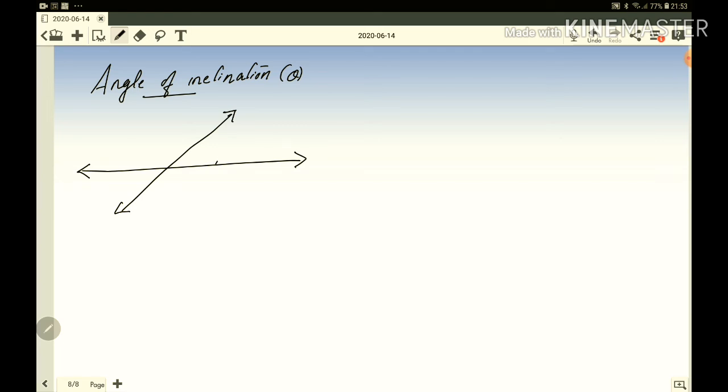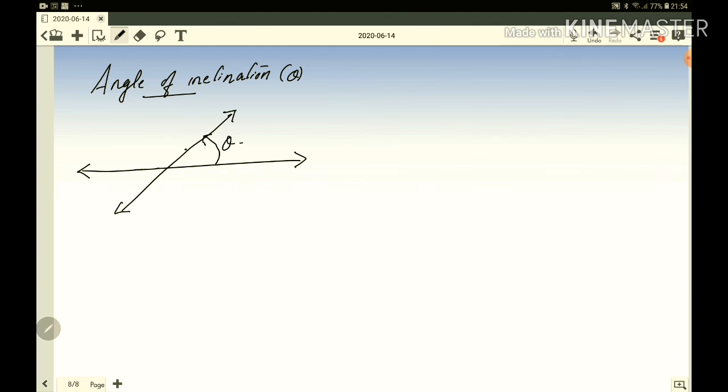That is from the x-axis anti-clockwise. This is the positive direction, okay? Don't take this one, it is wrong, you understand? From the x-axis anti-clockwise to the given line. Clear? Anti-clockwise. So this is wrong, don't take it. Let me rub it out. Okay, see, that angle is known as the angle of inclination, theta.